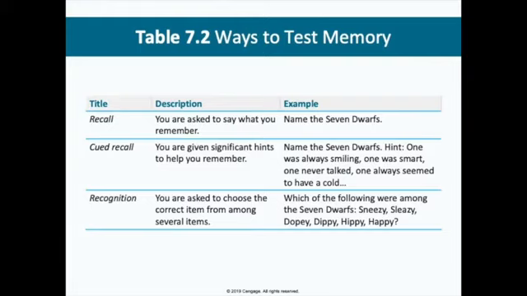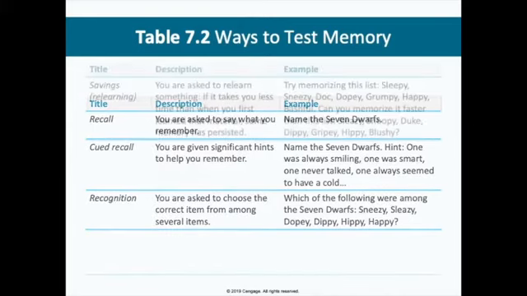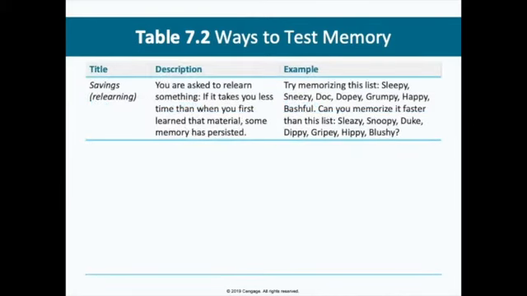Slide 36. The savings method, also known as the relearning method, detects weak memories by comparing the speed of original learning to the speed of relearning. It's a less direct way of testing memory and requires that participants learn something while you collect data on how long it took. Then, at a later date, you have them relearn it to see if it takes less time. If it does, it's inferred that memory has persisted.